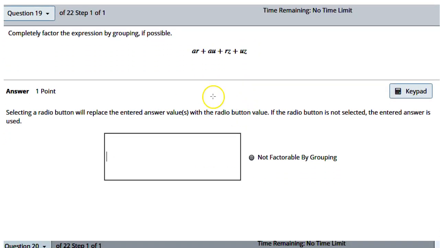Alright, we're doing a little factoring for number 19. They want us to factor this by grouping, one of the skills we worked on in chapter 7. So in grouping, we kind of divide it into 2 groups and say, what can we take out of here? Well, I can see a common A, and we get R plus U. And then here, I can take out a common Z, and I get R plus U.